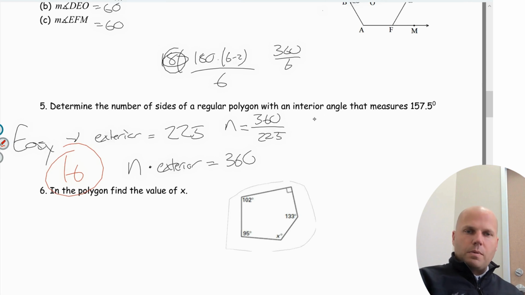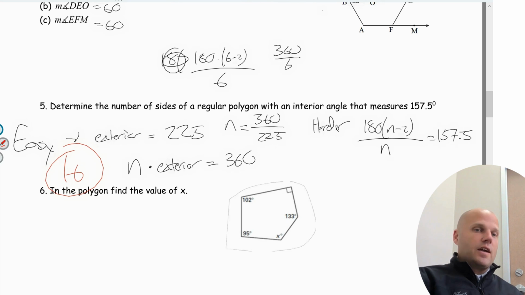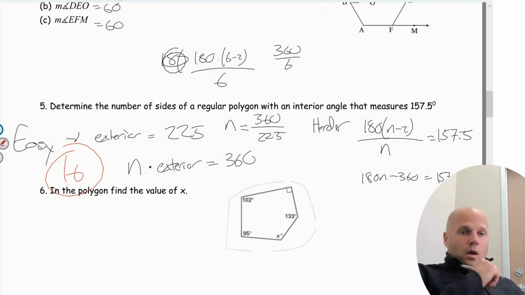Or probably the harder, that's not much harder, is that you take 180 times n minus 2, the sides minus 2, and divide it by the total amount of sides. You should get that interior angle 157.5. Multiply both sides by n, distribute this, subtract, you end up with 22.5 n equals 360.